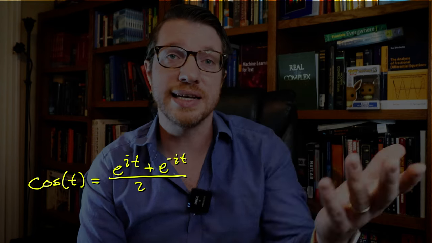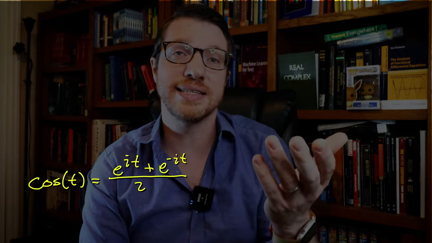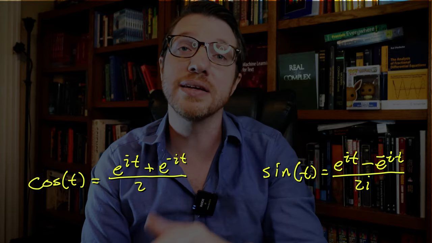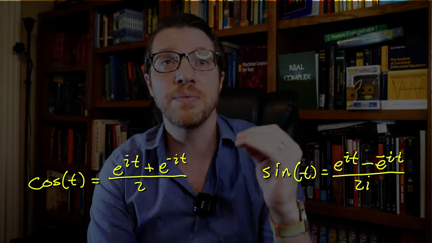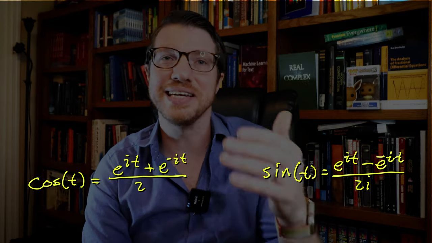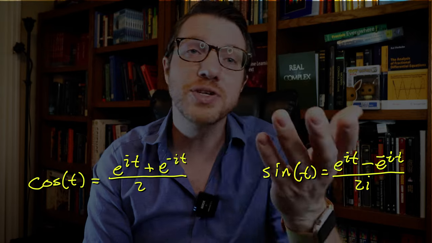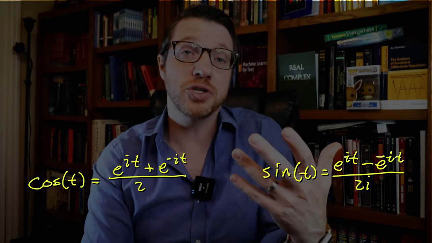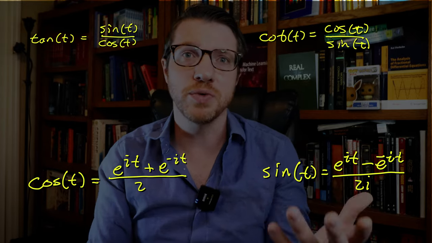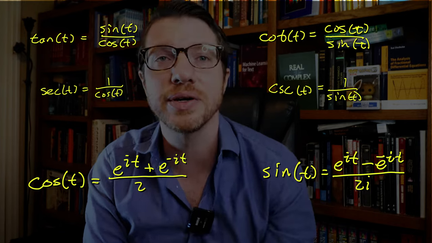We can also write cosine of t as e to the it plus e to the minus it, divided by 2, and sine of t as e to the it minus e to the minus it, divided by 2i. And from this follows the sum of angle formulas. And ratios of sine and cosine give us the other trigonometric functions like tangent, cotangent, secant, cosecant, etc. The rest of trig just follows from all of these. So that is trigonometry without any geometry. We just started with differential equations and worked our way backwards.